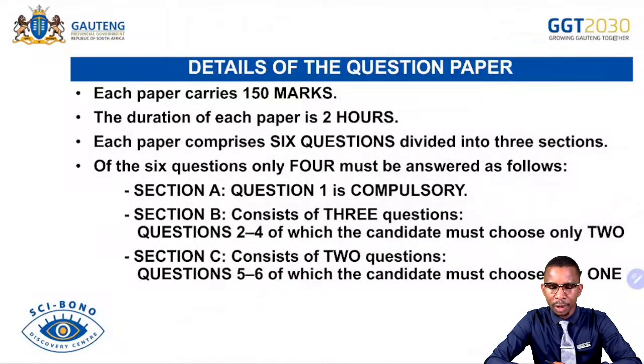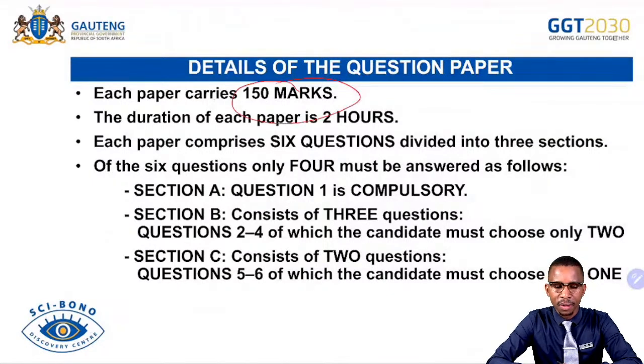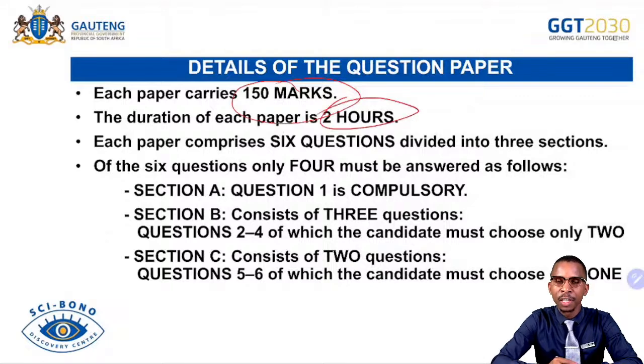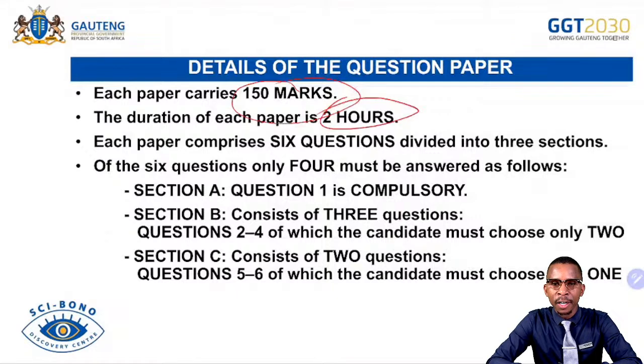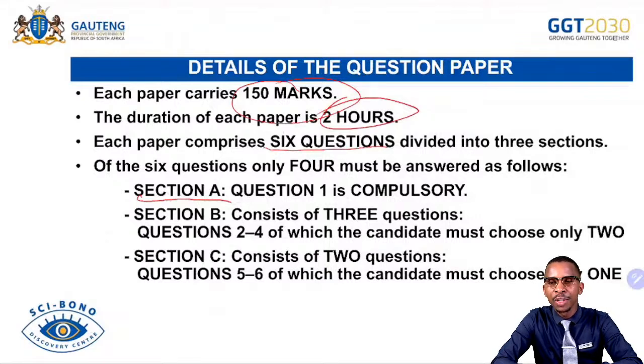So the details of the question paper. Remember, each question paper carries 150 marks, and the duration is 2 hours. It is very important for you to use your time efficiently to avoid ending the exam session without completing your exam due to time. Each question paper comprises 6 questions divided into 3 sections. We have section A, which is compulsory for every one of us. And it is very important for you to be reminded that you must not leave spaces in there. You need to answer all questions that are provided so that you can gain your confidence and approach the question paper in a good manner.